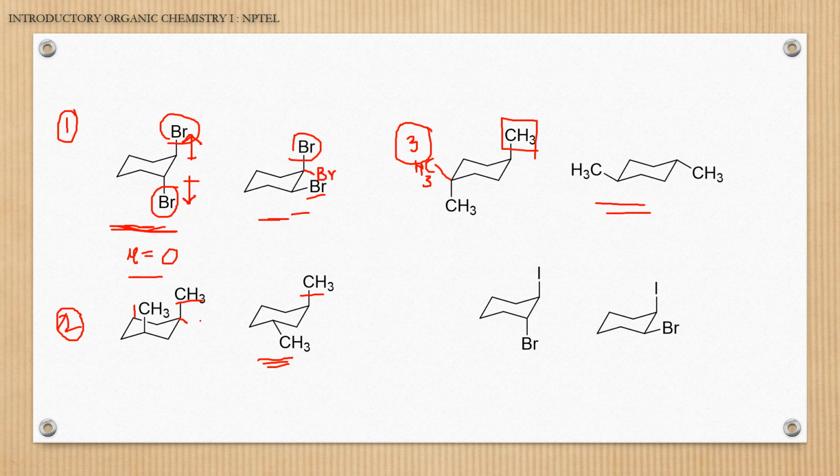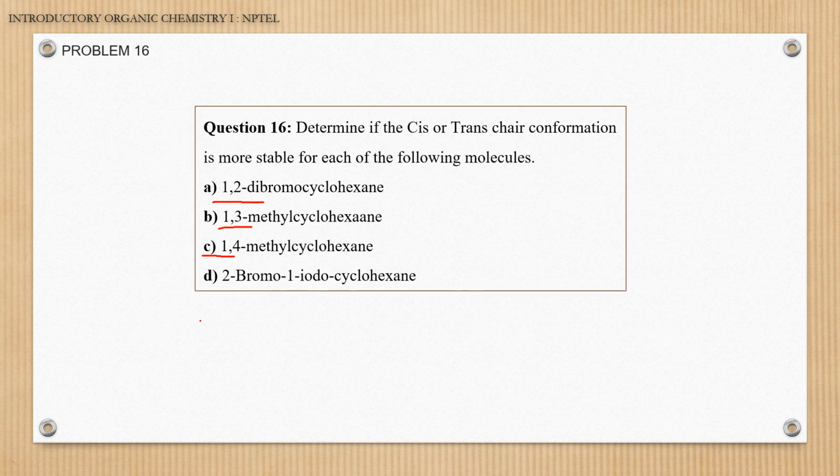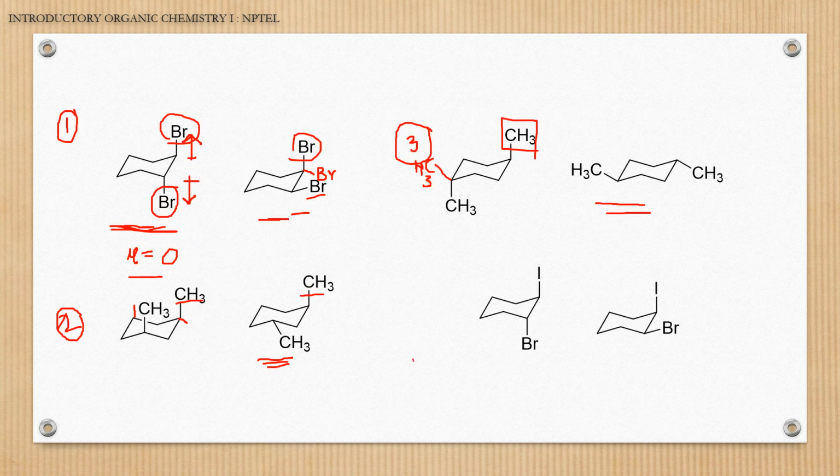Now coming to part 4, that is the 1-bromo 2-iodocyclohexane. So these are the cis and trans structures for this 1-bromo 2-iodocyclohexane. This is the trans form, similar on this line, and this is the cis form. So which would be more stable according to you guys? Trans. Trans. Someone with cis.